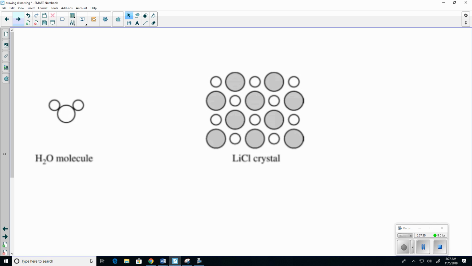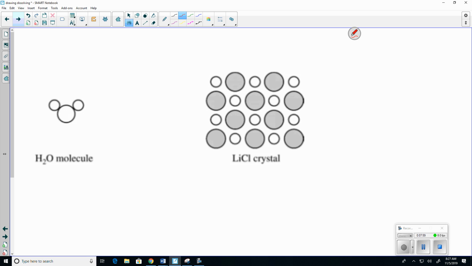I think I saw this example on an old AP test where students had to draw dissolving, but they used symbols instead. So here's your symbol of water. Remember, you have your two hydrogens and your oxygen. What happens if you have an ionic compound is it's a repeating unit of positive and negative charges. So a whole bunch of waters would start to surround and pull apart these parts.